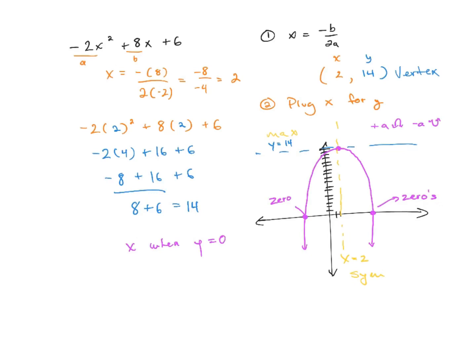But coming up with a vertex, using our negative b over 2a, plugging in for x, plugging x in for y are all pieces that you're going to use to develop your parabola graph, find your vertex, come up with your max, and come up with your axis of symmetry, given any quadratic equation in what we like to call standard form.